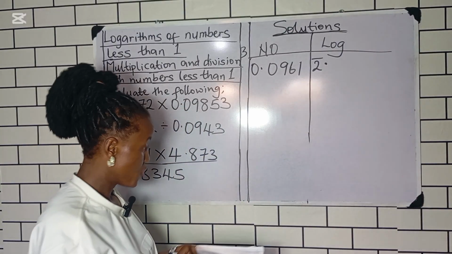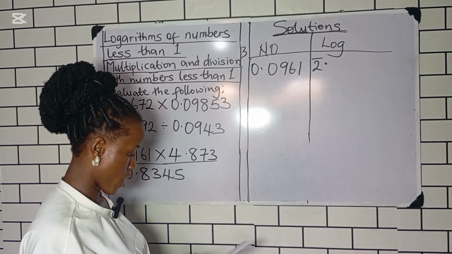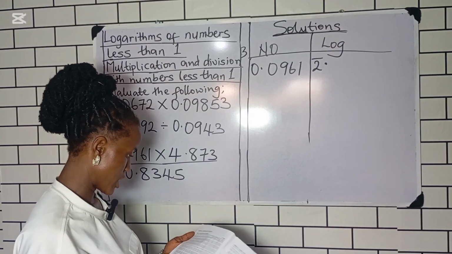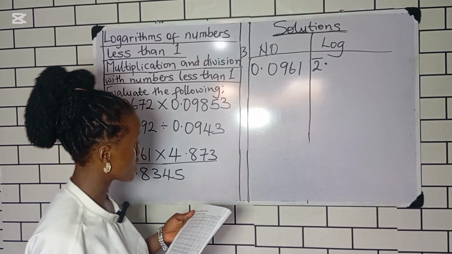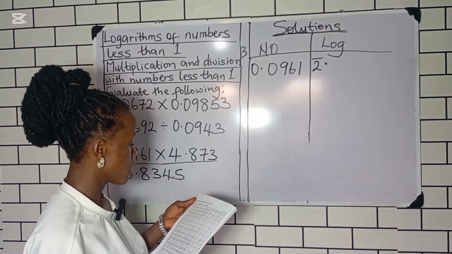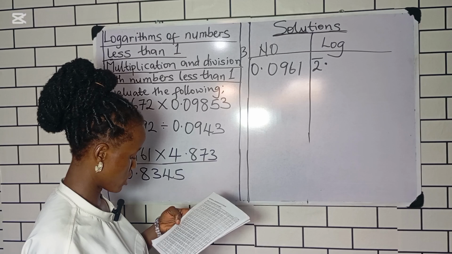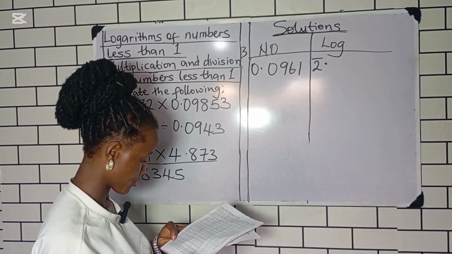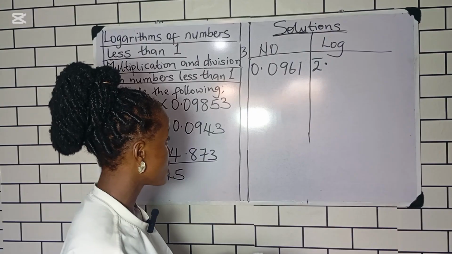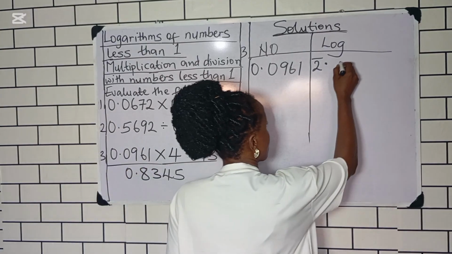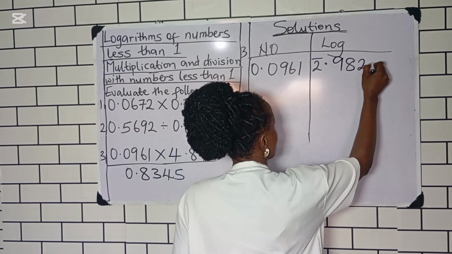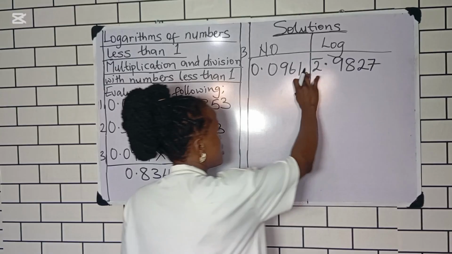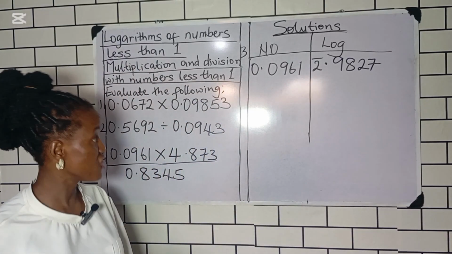Now we're going to look for 96 under 1 in our logarithms of numbers because we're still looking for the logarithm. 96 under 1 is 9827. There's no other digit here, therefore we're not going to look for any difference.